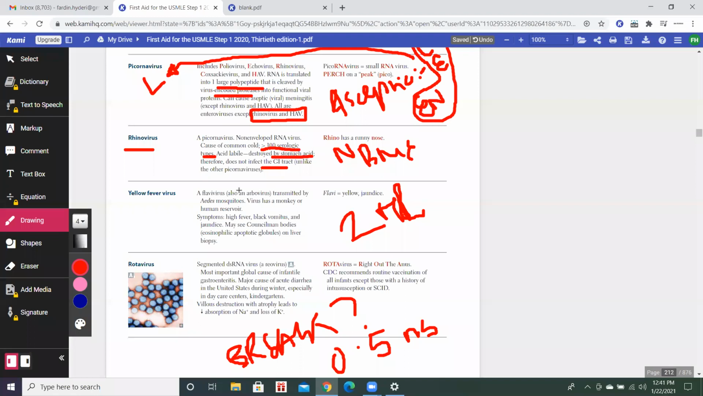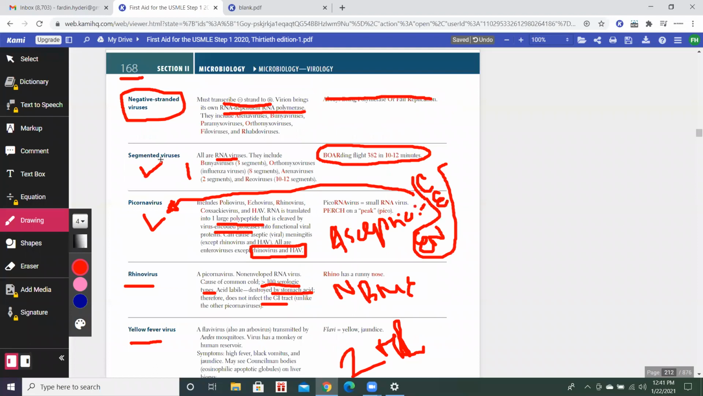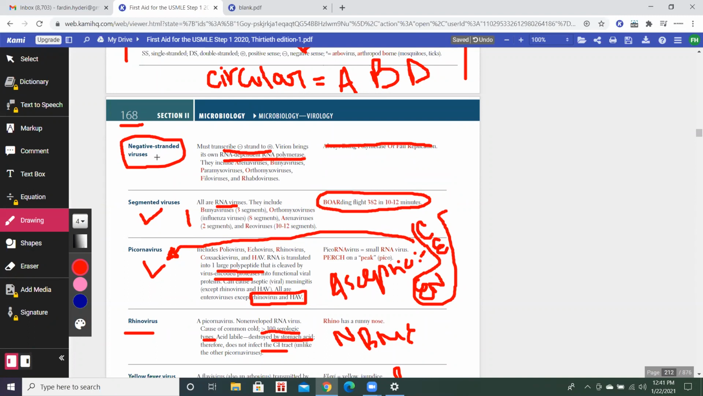Okay, next one is yellow fever. Which viral family does yellow fever belong to? Flavivirus. What are the names of all the other flaviviruses? What was the mnemonic we used for flavivirus? High density Zika West, very good.